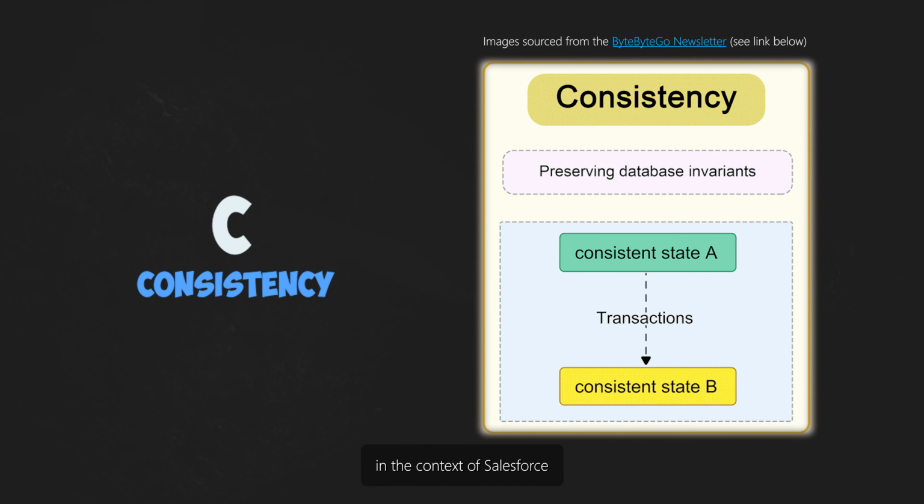Consistency, in the context of Salesforce, would be a good idea to rename to say validation, because this property says that no transaction should compromise your data. For example, if you have a validation that the price for a product cannot be negative, then no transaction should be able to bypass this rule.